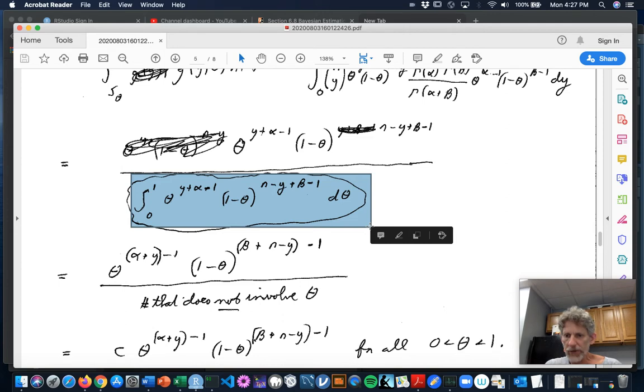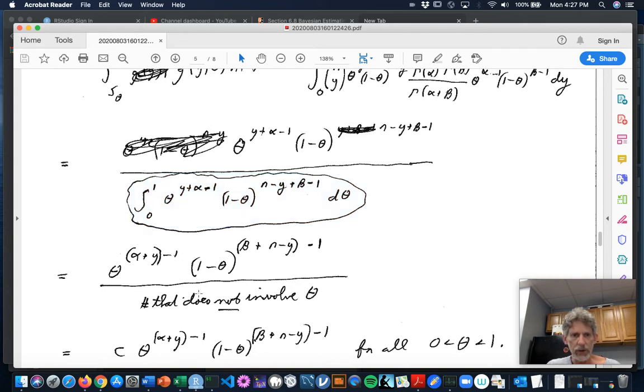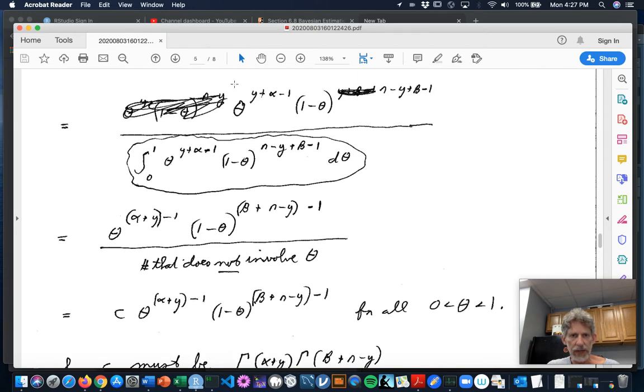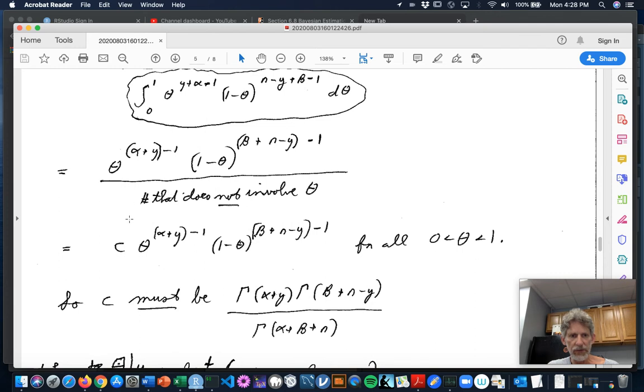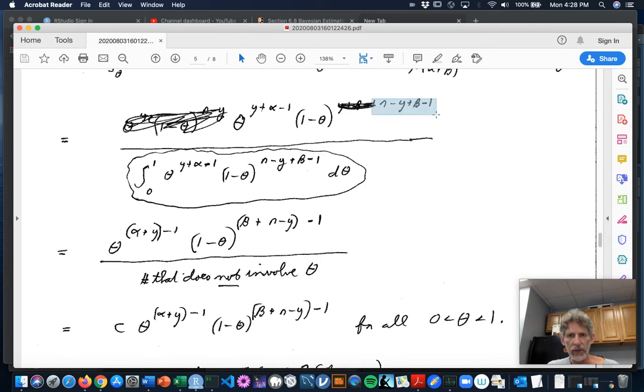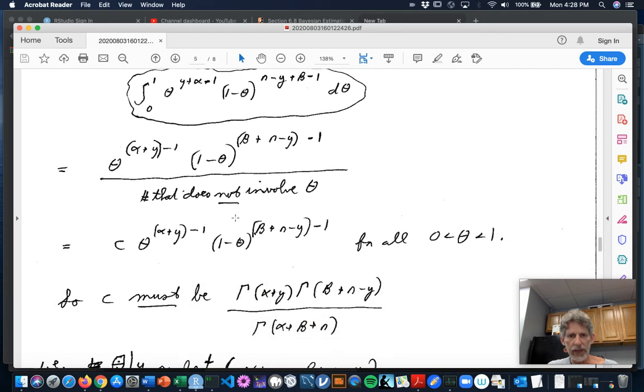There would be maybe alphas and betas and y's, but the variable of integration is theta. That's going to be gone. So whatever you get on the bottom, it's a number that does not involve theta. I'm just going to write it as a C. And then the rest of the stuff here, I've just done a little different recombining. Y plus alpha minus 1, I've written as alpha plus y minus 1. And this n minus y plus beta minus 1, I wrote it as beta plus n minus y minus 1.